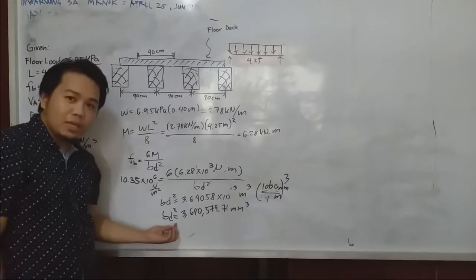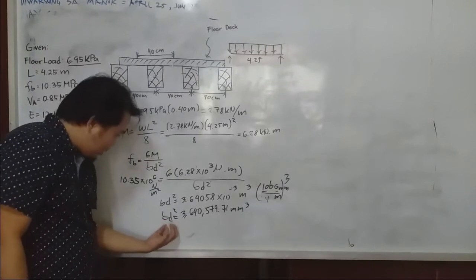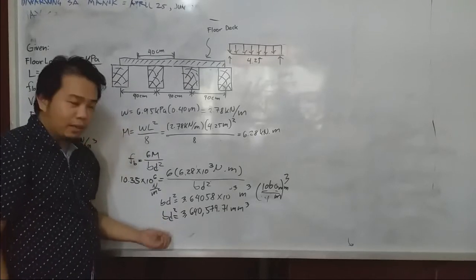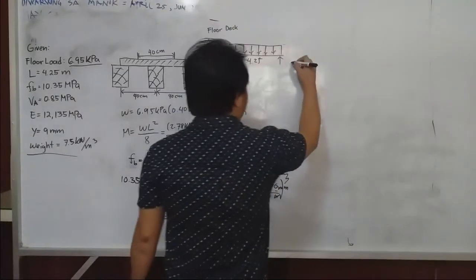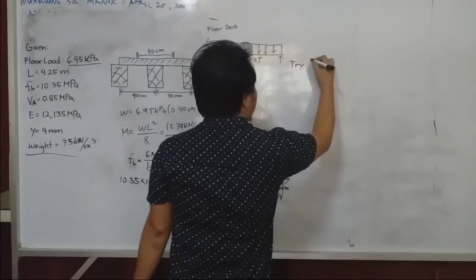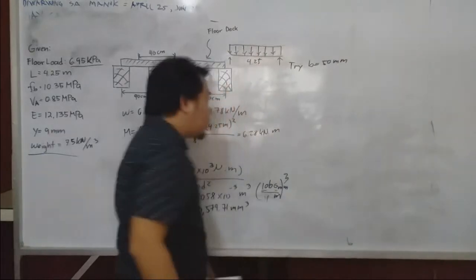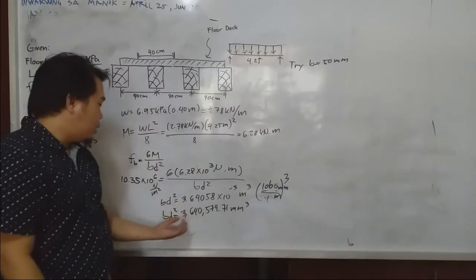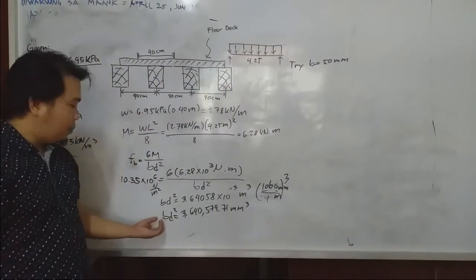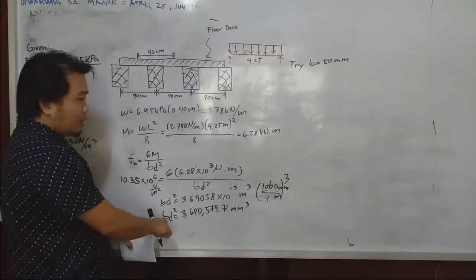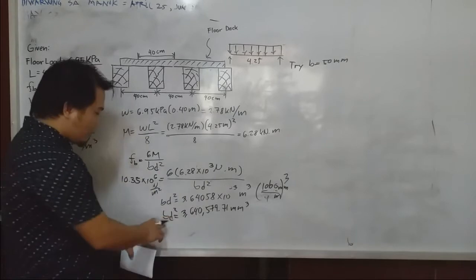By process, we will try a certain dimension, either for B or D. For me, I will try B equals 50 mm. What will be the dimension of D if B is equal to 50 mm? Just substitute, and I think you can solve that on your own.